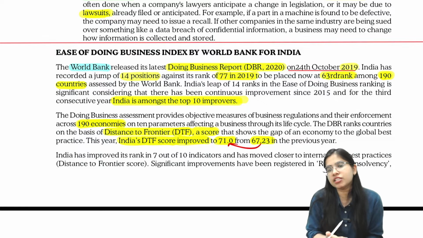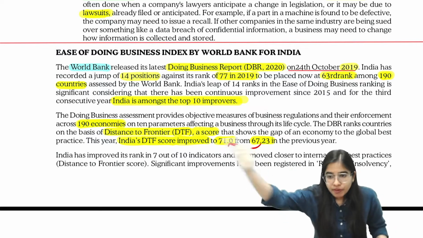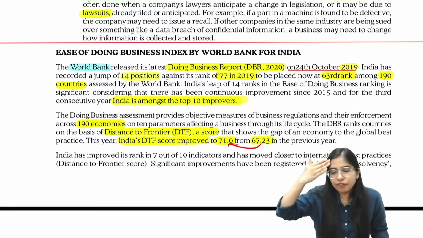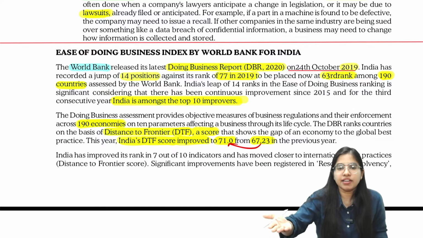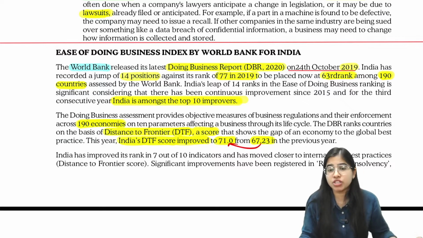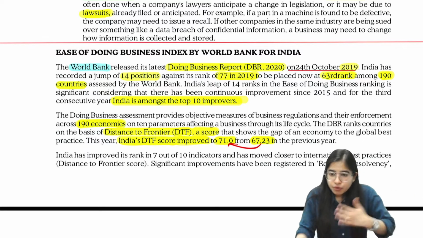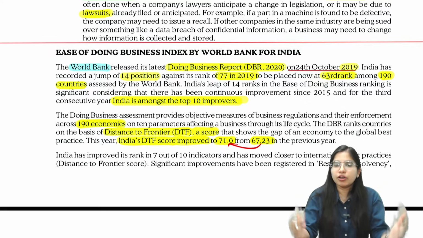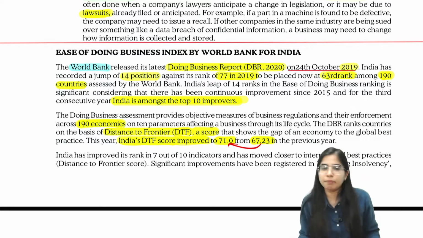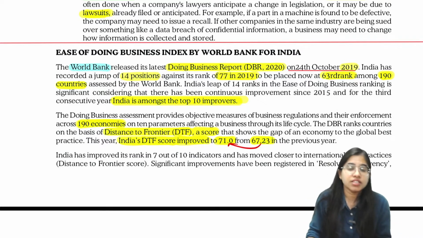How can you make it easy for them? Please provide easy loans to them, give tax benefits, give easy patent registration, give them subsidies, give them benefits, give them easy procedures, less compliance. If you give these benefits to people, then only it would become easy for them to start their own business, to do their business. That is known as ease of doing business.